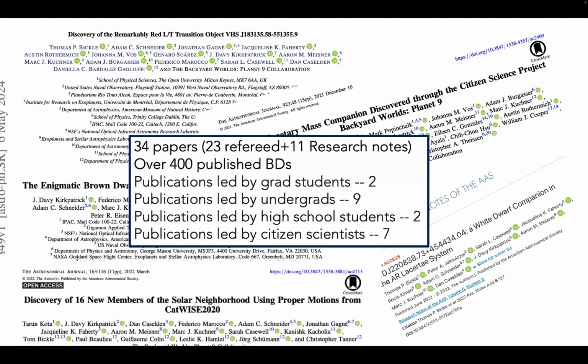And we have 2 publications led by PhD students, 9 that have been led by undergrads, and 2 that have been led by high school students, quite often on internships, and 7 led by people who are not trained scientists or not trained astronomers, shall we say. And some of the ones that are highlighted here, so the one at the top, this was recently published by Tom, who is an undergraduate student in the UK. Taryn, I think, is also a student.